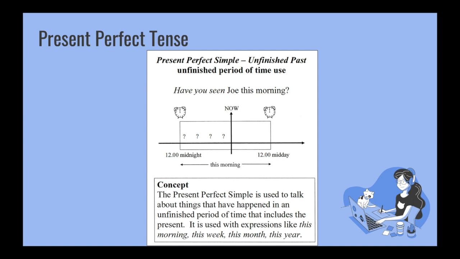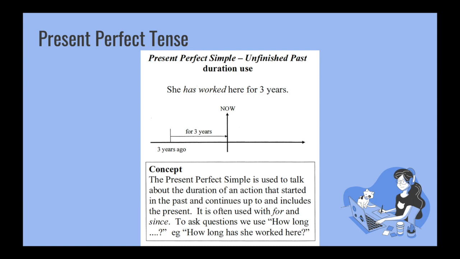Okay, and then we talk about an unfinished period, like an unfinished past. For example, have you seen Joe this morning? So basically it talks about things that have happened in an unfinished period of time that includes the present. As you can see from the diagram, it possibly still continues until 12 midday, because it's not finished even though it started in the past. It still continues until now. And then we can also talk about duration. She has worked here for 3 years. So it started in the past and still continues up to now.